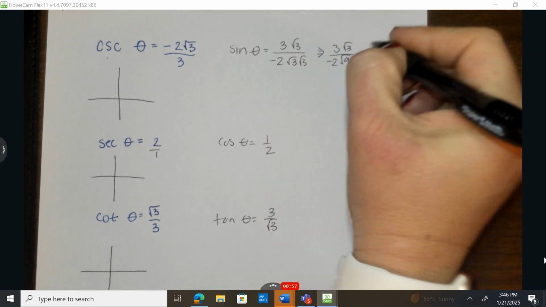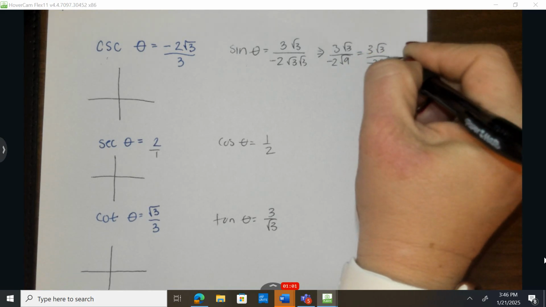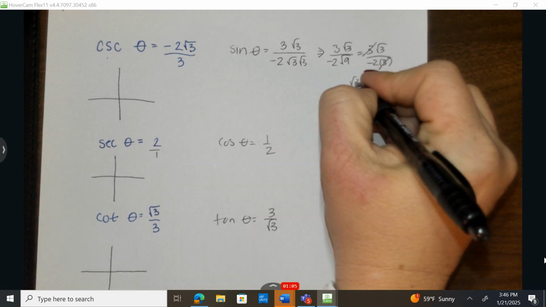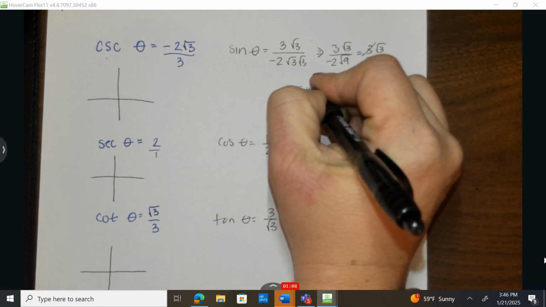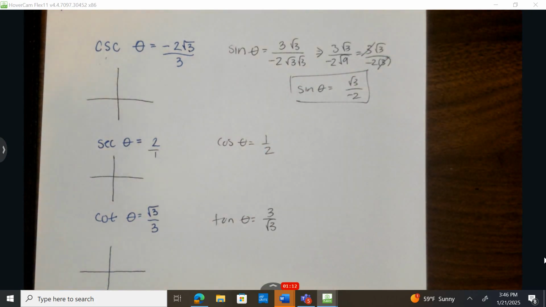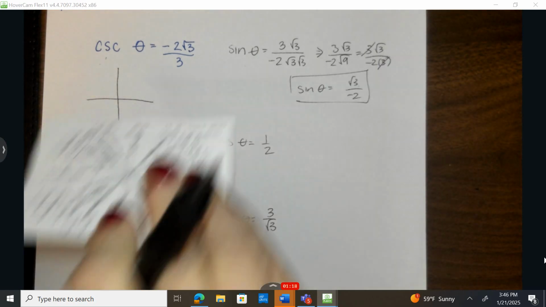3 times 3 is 9. And then I know that the square root of 9 is equal to 3. The 3's are going to reduce down to 1, and I'm left with square root of 3 over negative 2. What does this mathematical statement mean? It means where on the unit circle between 0 to 2 pi do you find a measurement where the sine is equivalent to the square root of 3 over negative 2?